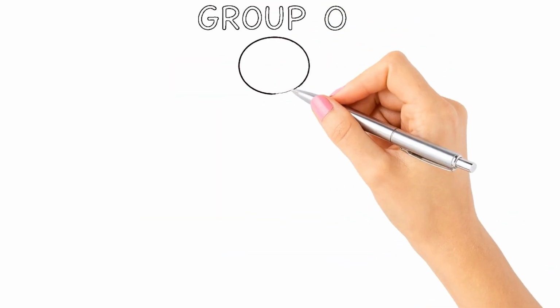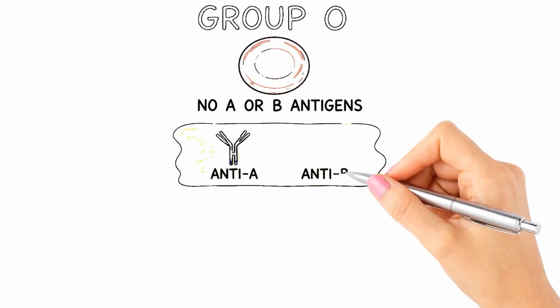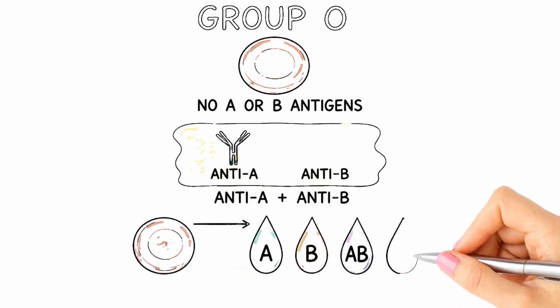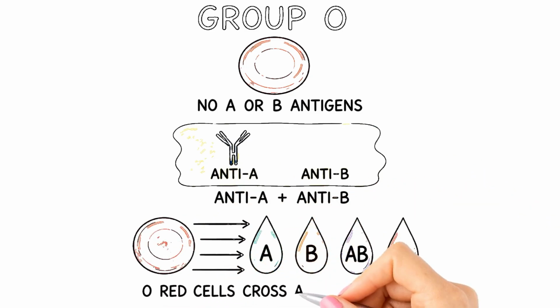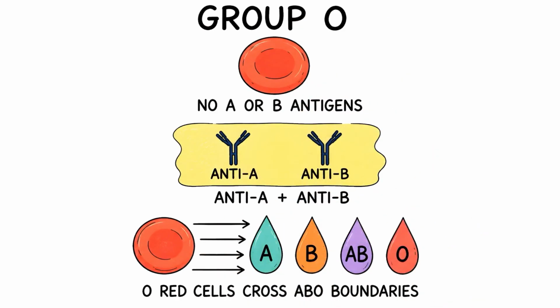Group O red blood cells carry neither A nor B antigens. Their plasma normally contains both anti-A and anti-B antibodies. For red cell transfusion, O cells can cross ABO boundaries more easily than other groups.